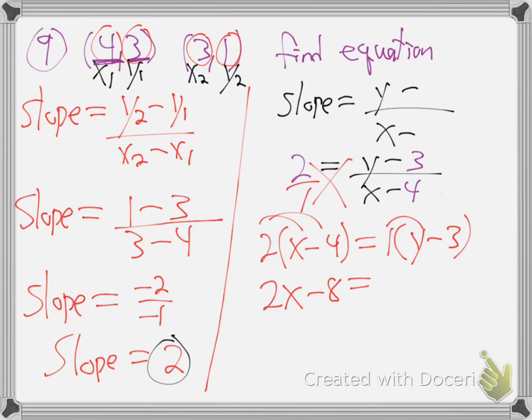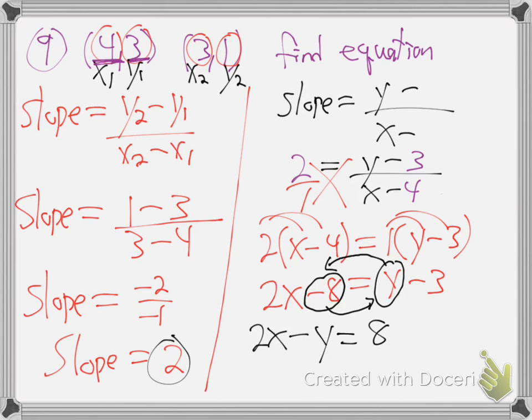2x minus 8, distribute. y minus 3. Now we got to get x's first, then y's, then numbers. So I just grab that y and jump it that way. Grab that minus 8, jump it that way. So we get 2x minus y is 8 minus 3. 2x minus y is 5.